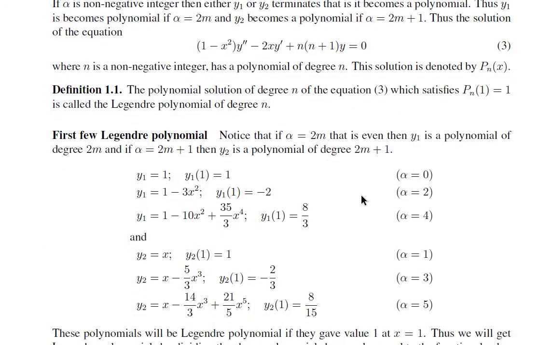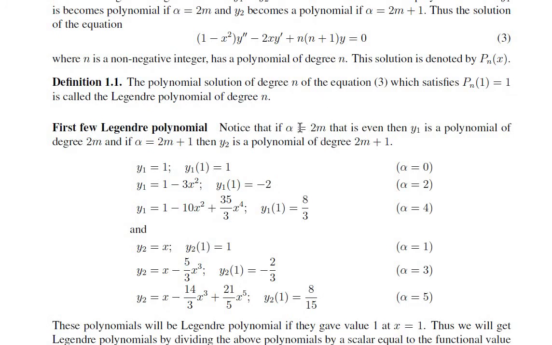As I already mentioned, if alpha equal to 2m, that is even, then y1 will be a polynomial. If alpha is an odd natural number, then the second solution, y2, is a polynomial. So if alpha is 0, then y1 will be 1, because the rest of the series will be 0. Now alpha equal to 2, that is, an even natural number, then y1 will be terminating: 1 minus 3x square. For alpha equal to 4, then y1 equal to this. You can put it there.